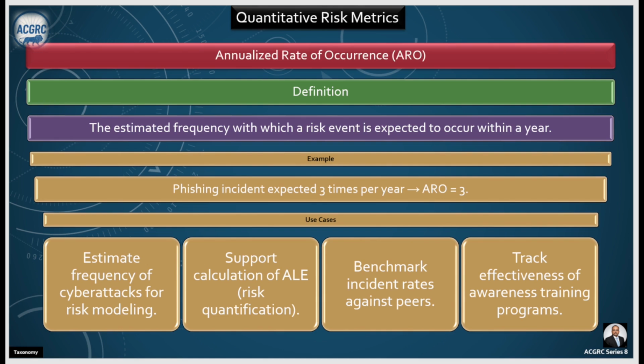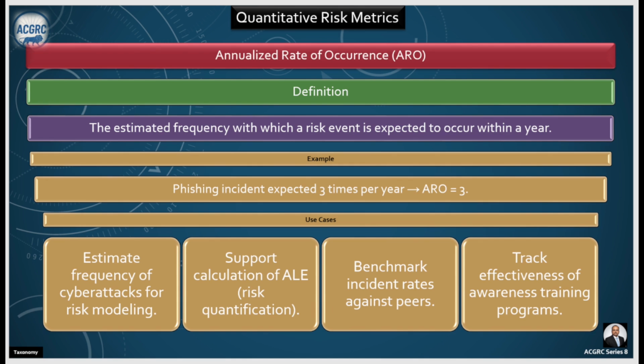Annualized rate of occurrence. This is the estimated frequency with which a risk event is expected to occur within a year. Example, phishing incidents expected 3 times per year. In that case, ARO would be 3.